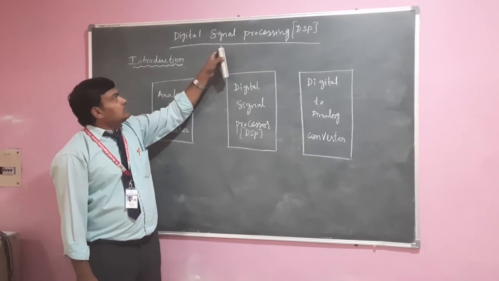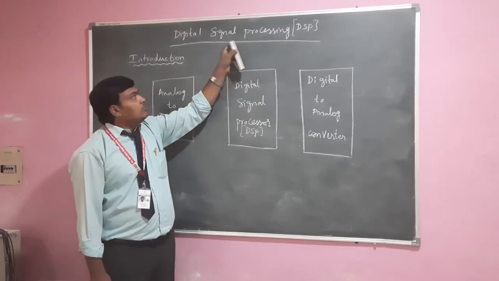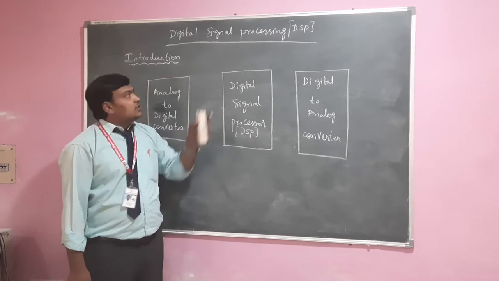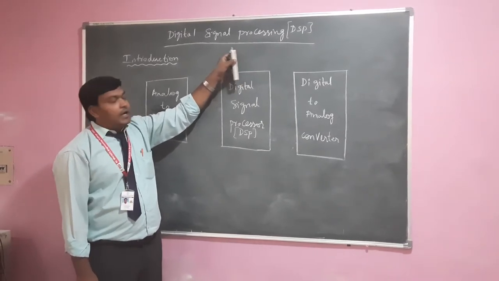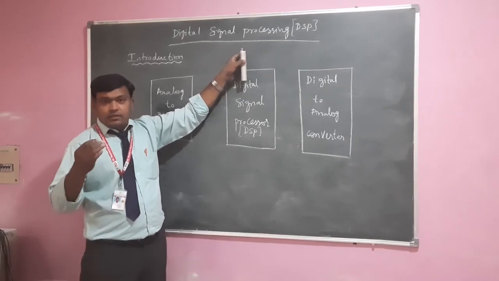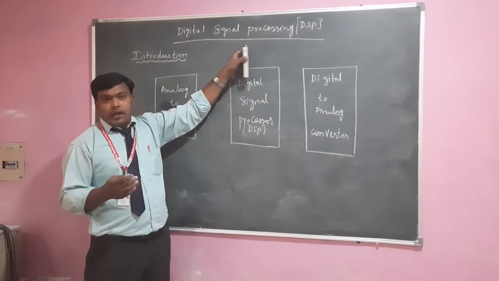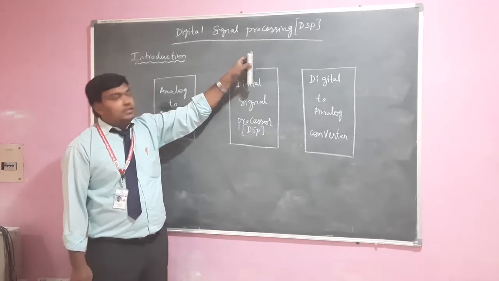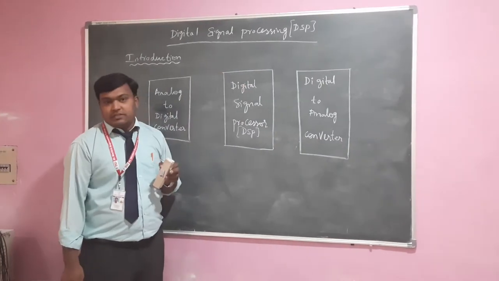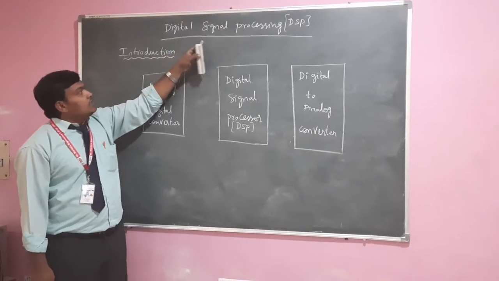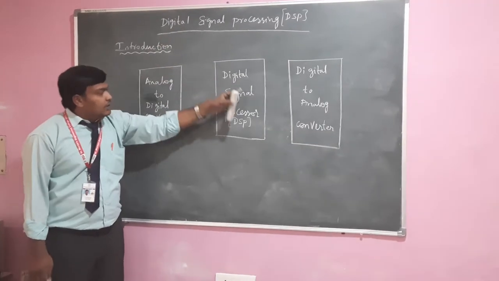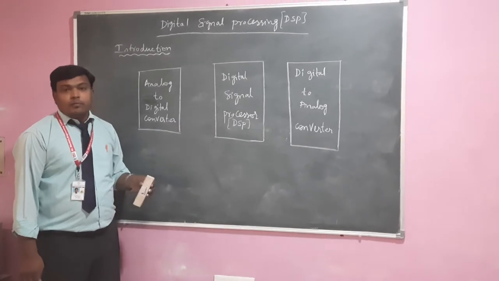Next, coming to signal processing. What do you mean by signal processing? Signal processing means the processor manipulates the applied input signal, like enhancing, decreasing, or changing parameters of the signal. And what do you mean by digital signal processing? This total signal processing is carried out with the help of a digital signal processor.